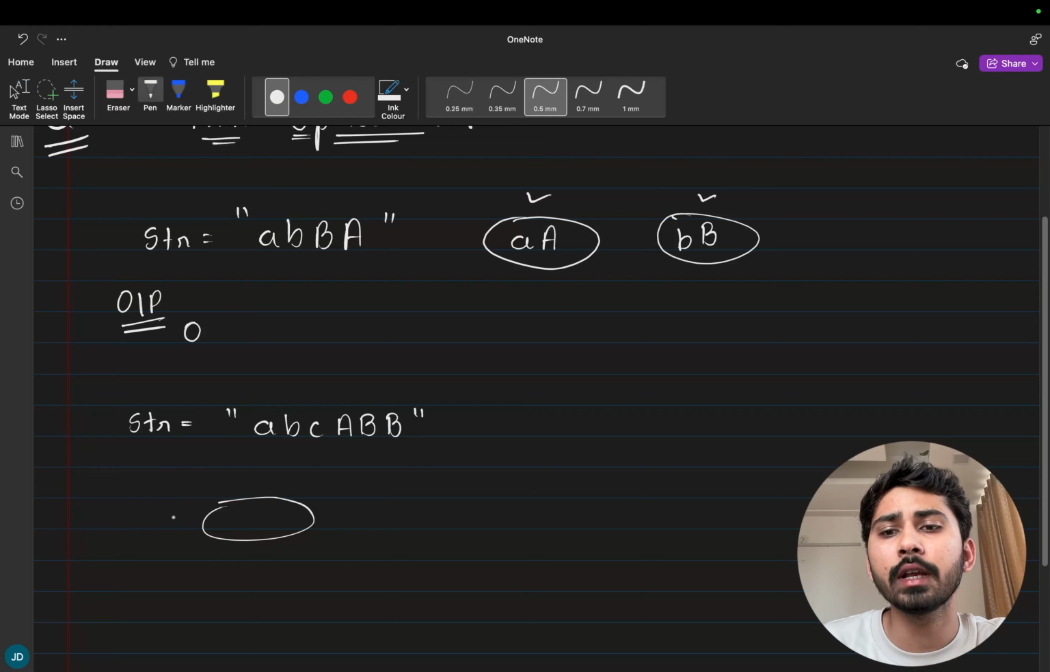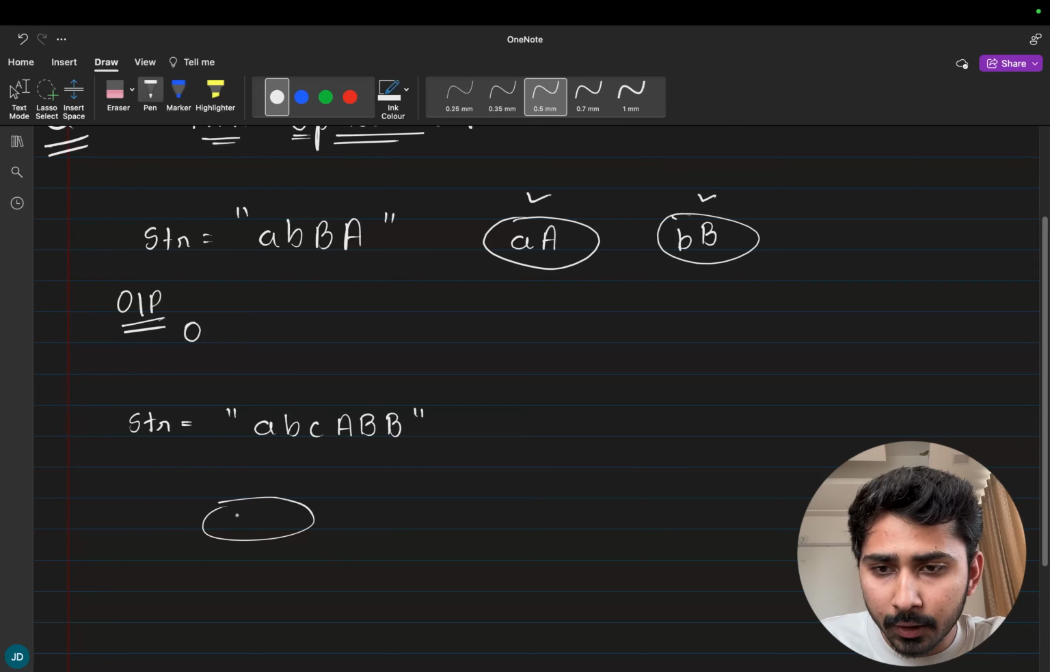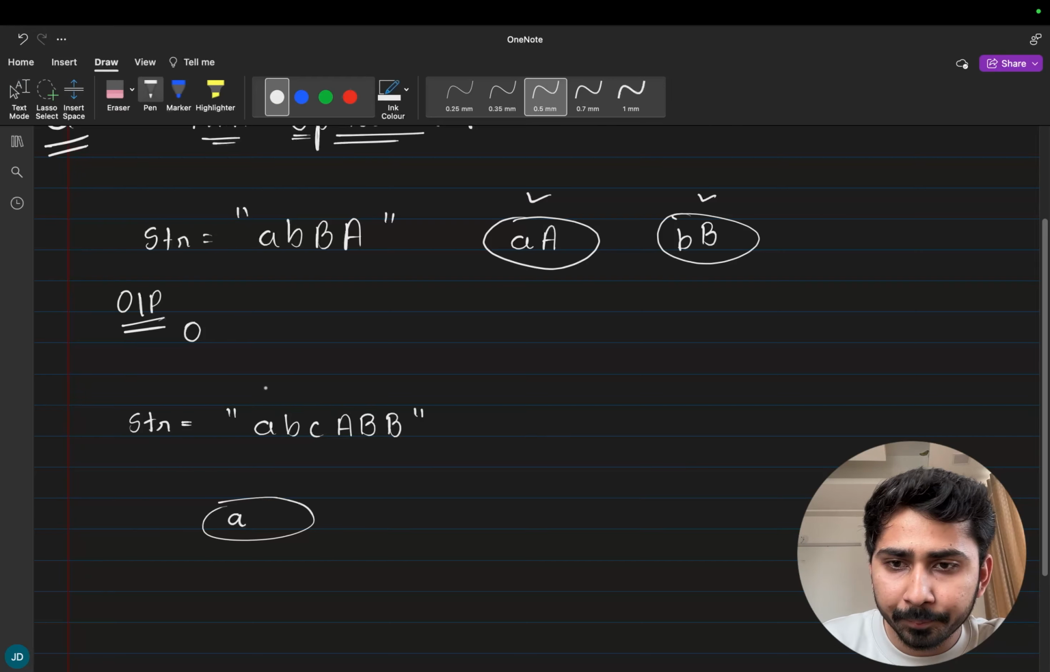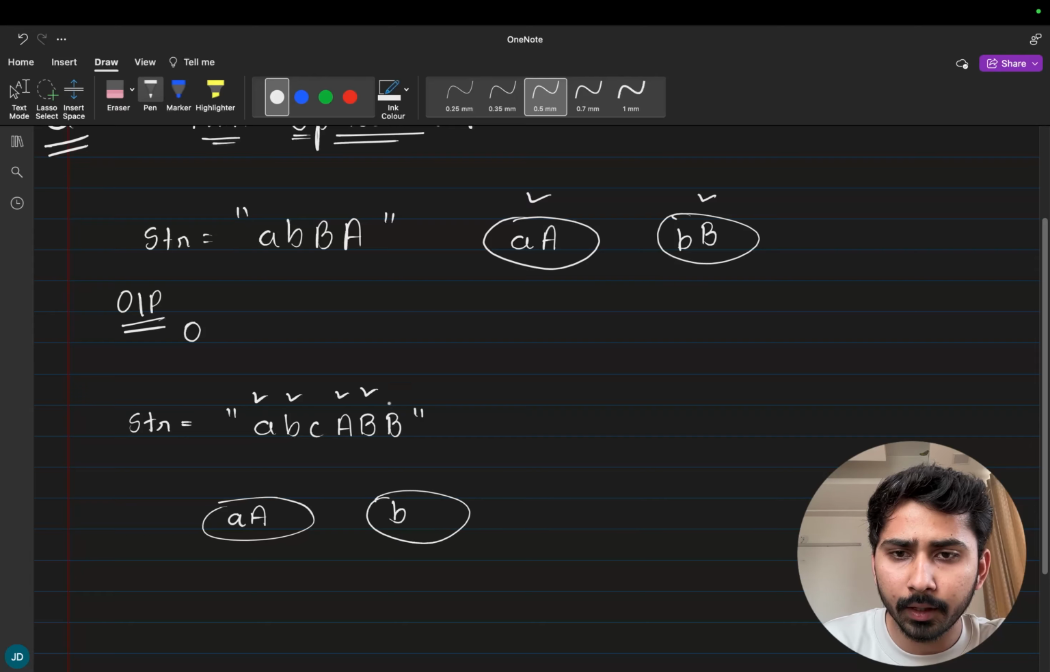In this one, first of all, I'm finding out how many valid pairs already exist in the given string. Here I can see there is a small case a and corresponding to it, there's an uppercase A as well. Now I want to form a pair for this lowercase b. So I have a lowercase b and an uppercase B, so they form a distinct pair. But what about this c and B?